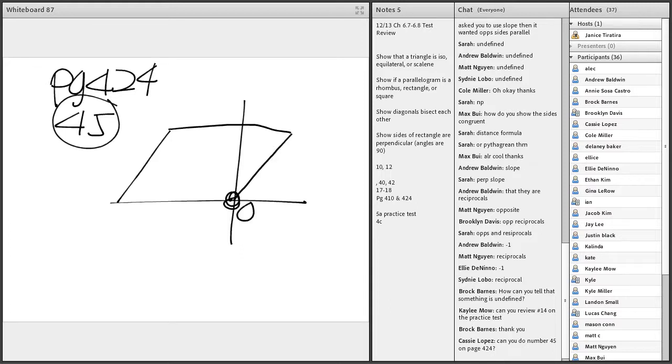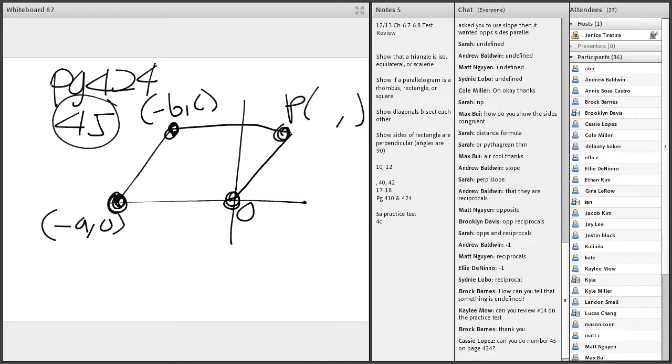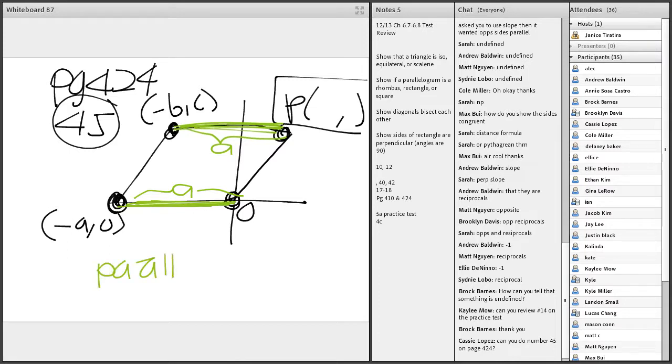So here it's the origin, negative A, 0, and negative B, C. So we're trying to find coordinate P. What's this coordinate right here? All right, so step one, this whole green length should be the same as this whole green length. Distance-wise, no negatives. This is A units, so this whole thing is A units. That's just based off of it, because it told us it's a parallelogram.